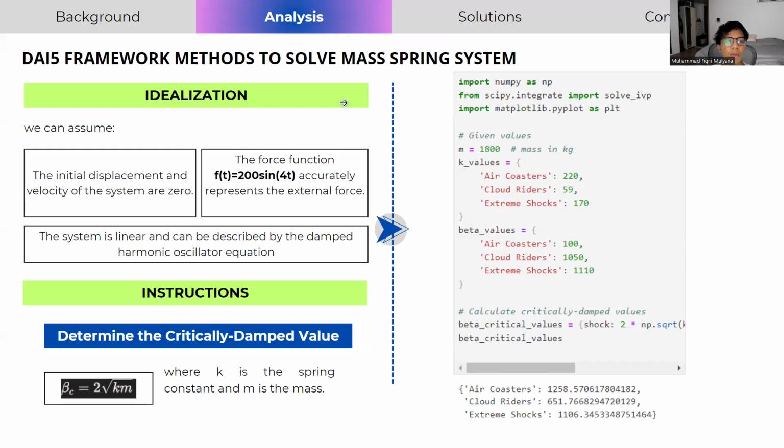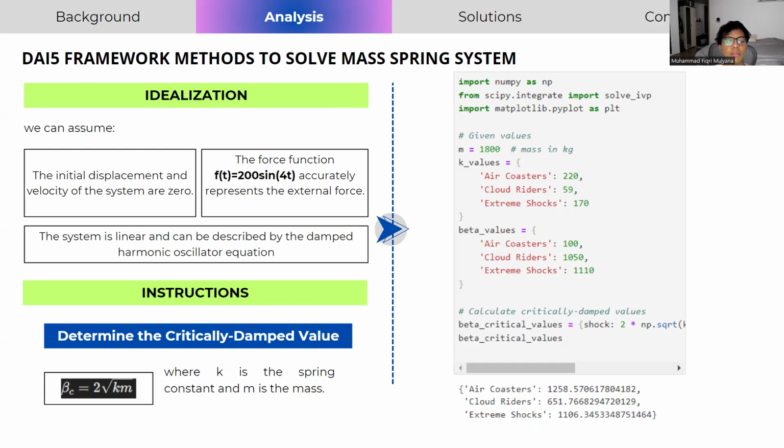And the next step is idealization. In this, we can assume first the initial displacement and the velocity of the system are zero. And the second one is the force function, which F(t) equals 240, accurately represents the external force. And the system is linear and can be described by the second order harmonic oscillator equations.